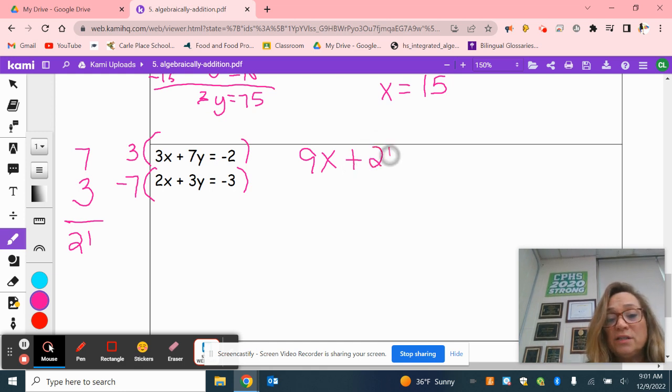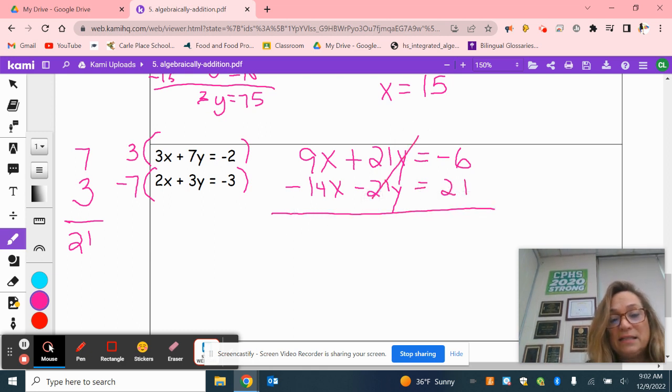These new equations are the old equations just multiplied by a number. They're equal equations. They're the same equation. It's just been multiplied. It's like a scale factor, like a dilation. Okay? It's the same equation. It looks different because it was multiplied, but it's the same equation.